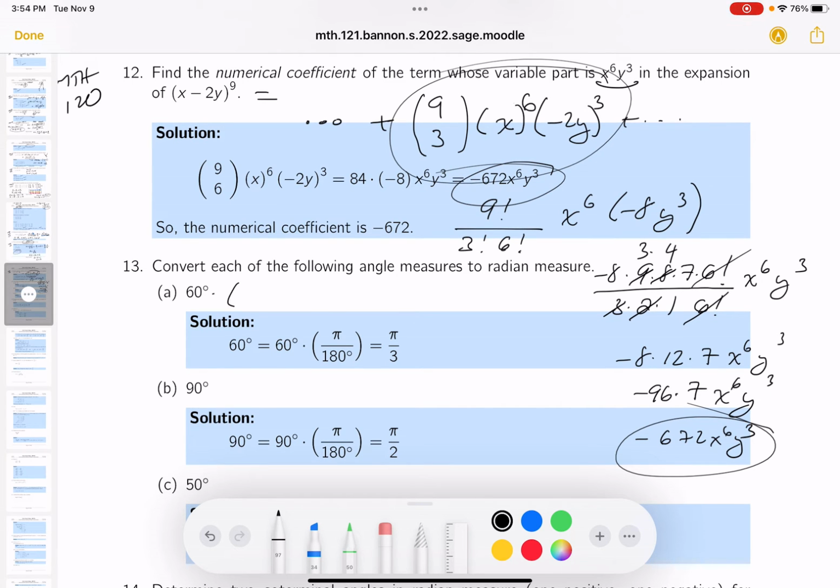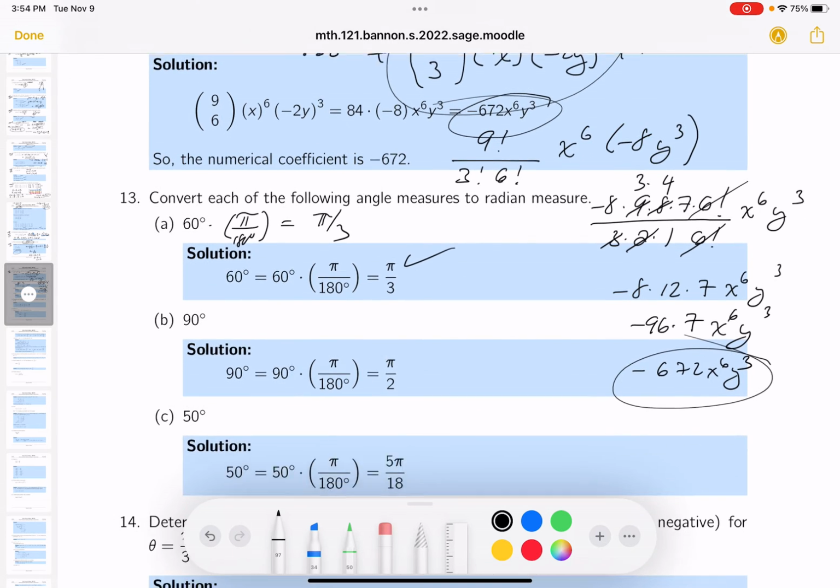Now, some students say they can do this without writing it down. We're not opposed to that. But the conversion factor is pi over 180 degrees. And what do you get? Pi over 3. Relatively simple. Kind of a gift question.